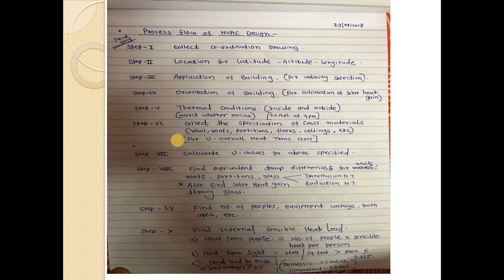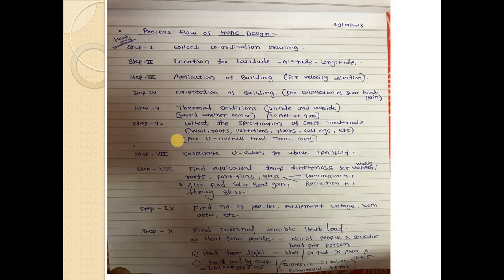So if we consider one restaurant, then we have to know how many people are there. If an office or some residential building is there, we must know the number of people, then the equipment wattage and room area.